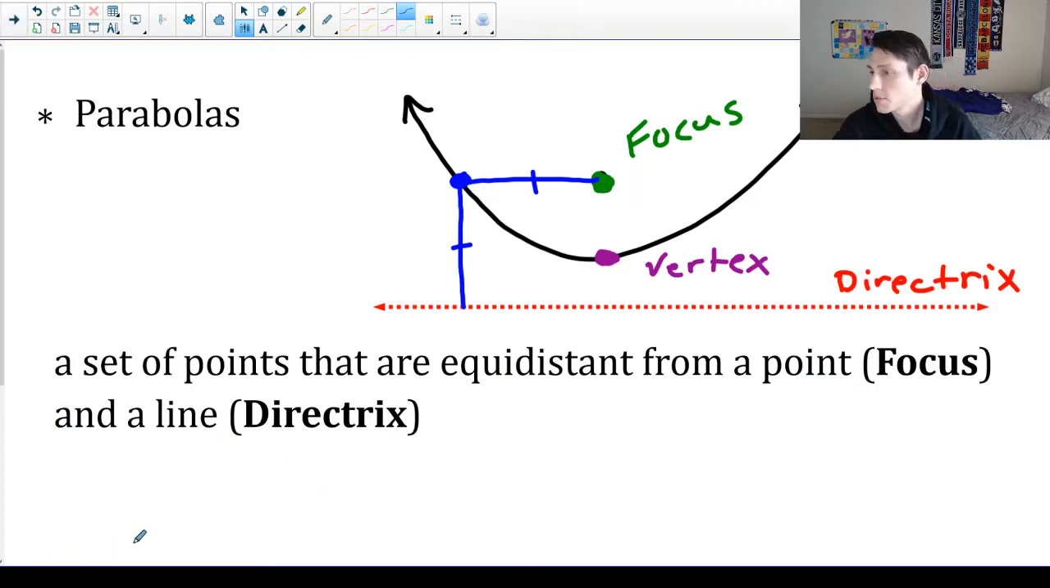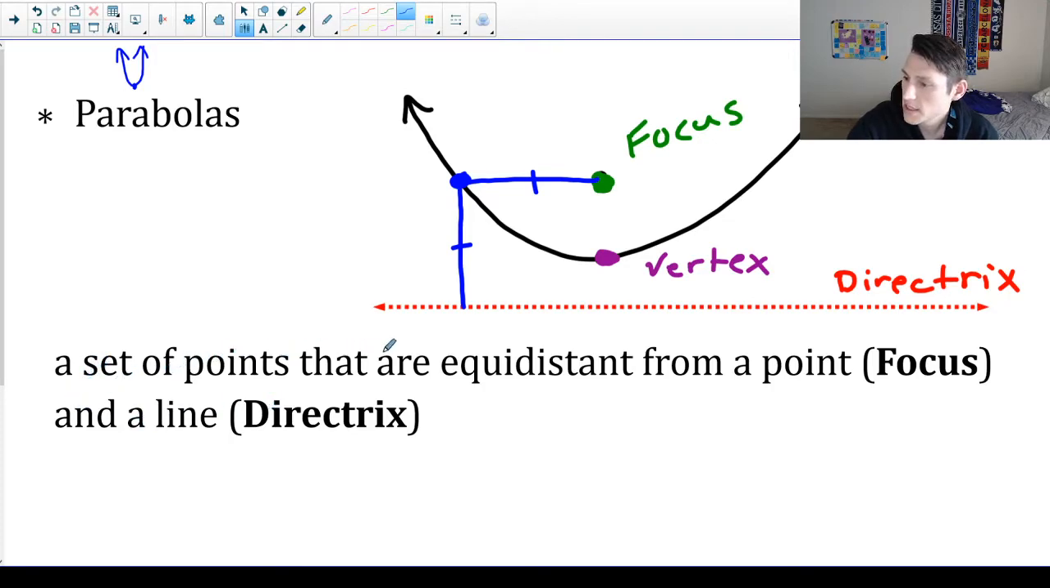So let's first talk about parabola. We're used to thinking about parabolas as having this U shape and the vertex. But now we're going to introduce some new stuff. One being a focus. So a parabola actually has a focus, like an ellipse has two foci. A parabola has a focus. It also has a directrix, this red line down here.